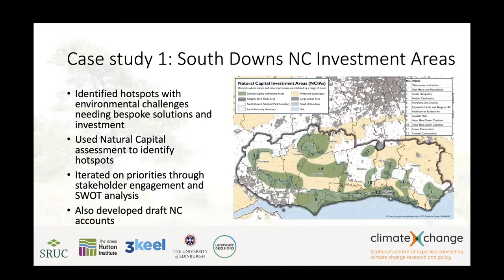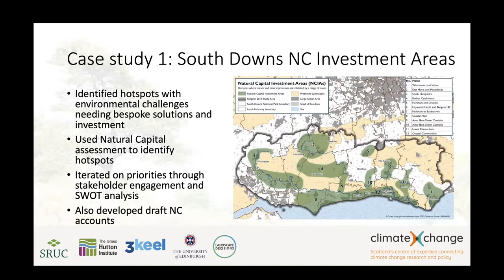So this is one that's in this climate exchange report, and it was the People and Nature Network that the South Downs National Park developed, where they used a natural capital approach to identify hotspots with environmental challenges needing bespoke solutions and investment. They used basically an iterative approach to develop an opportunity mapping approach based on habitat maps for the park, and also through quite extensive stakeholder consultation in a number of areas to determine which were the priority hotspot areas and priorities of natural capital assets. And if you could go on to the next slide.